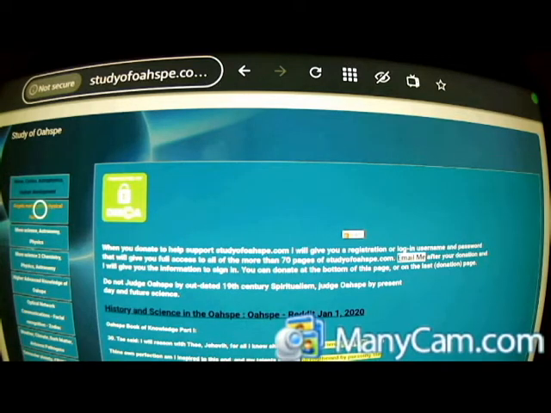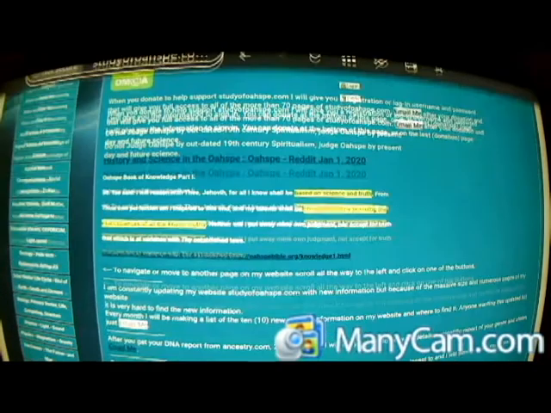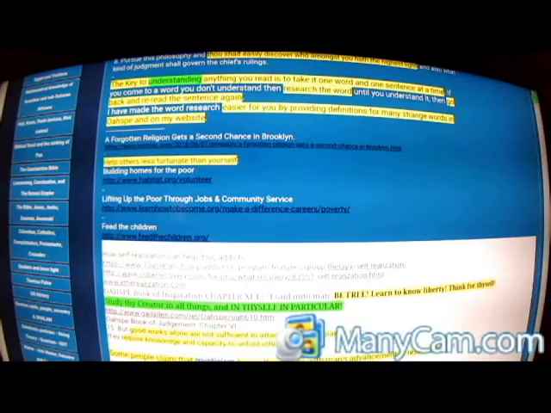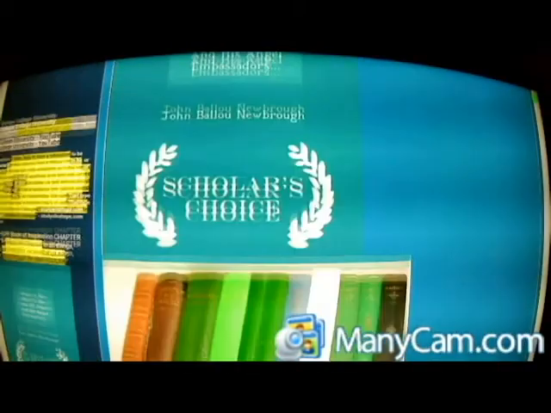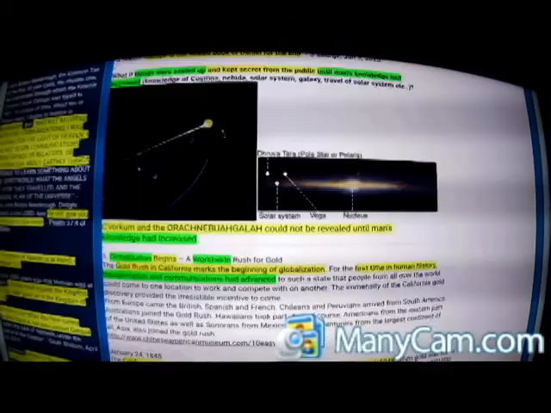about trapped particles in the magnetosphere, which is the vortex of the Earth. Now back to studyofoasp.com home page and scrolling down. Right there.